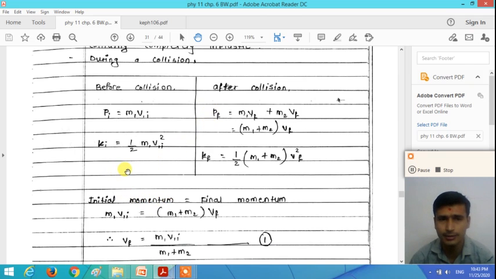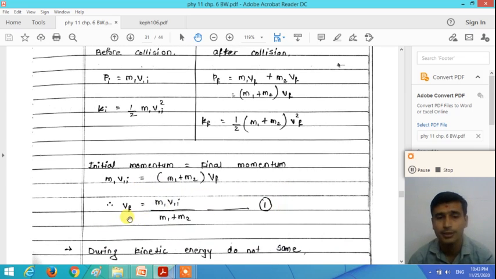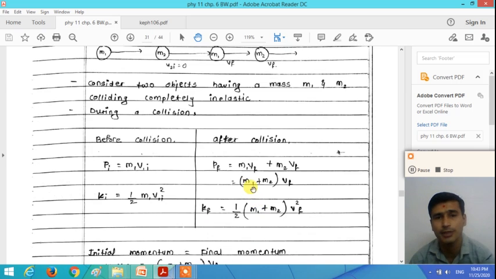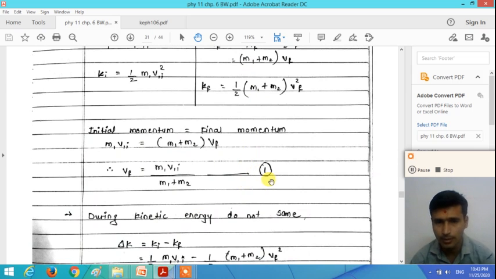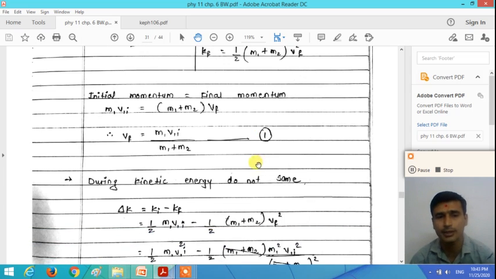So here the collision is completely inelastic. We consider the initial momentum is equal to the final momentum. So initial momentum m1 v1i is equal to (m1 plus m2) Vf. From that we can easily calculate the final velocity of the objects: Vf is equal to m1 v1i divided by (m1 plus m2), if both objects are moving with the same velocity. Now the collision is completely inelastic, that means during the collision the kinetic energies are not the same.